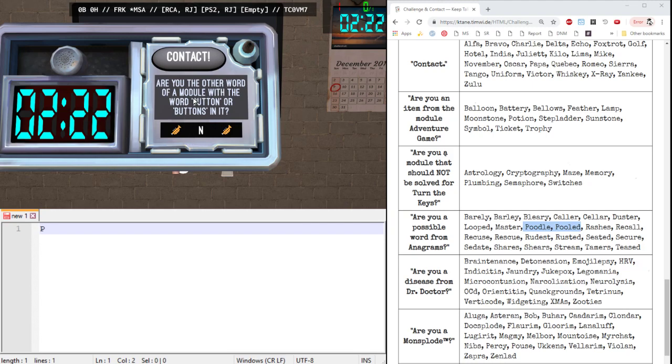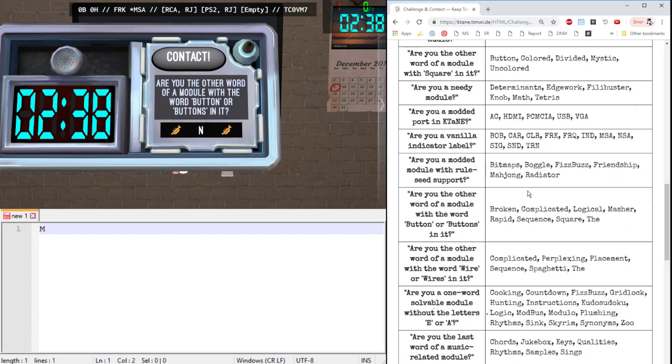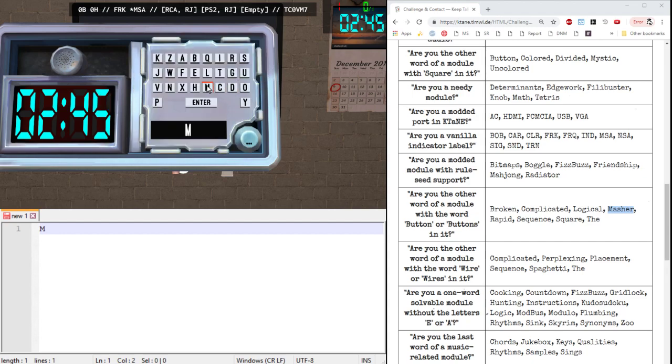Are you the other word of a module with the word button or buttons? In atbash cipher is going to give me M. M buttons or buttons M. Button M. I don't know that one off the top of my head, so we go look it up. We have our expert look it up. Button masher. Contact. Challenge.